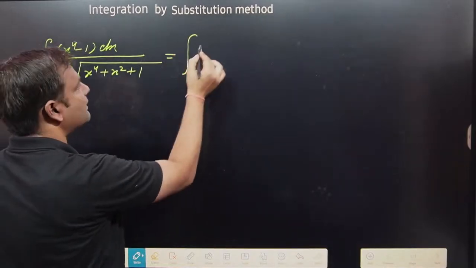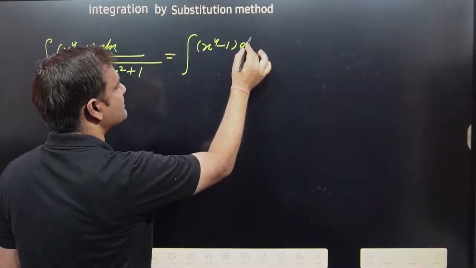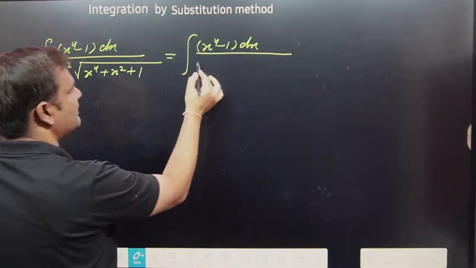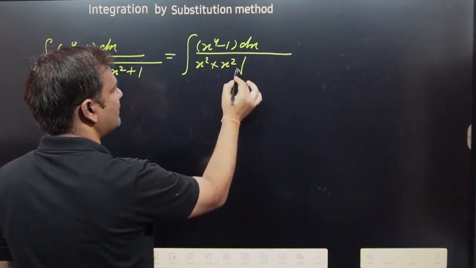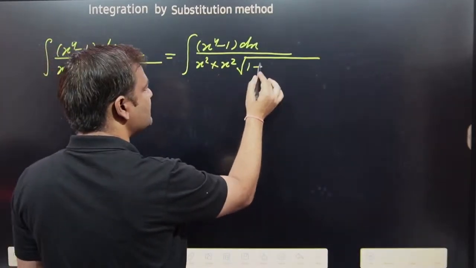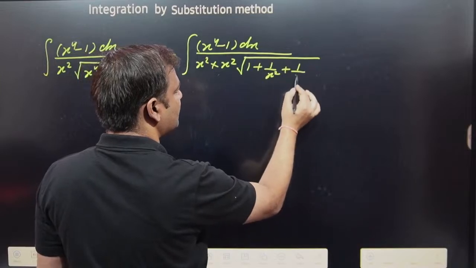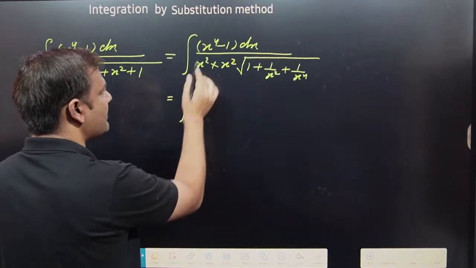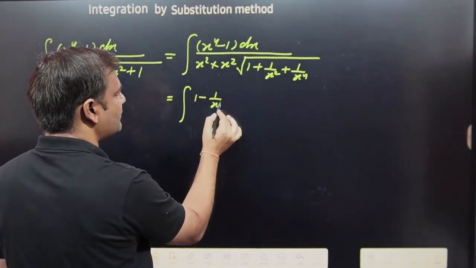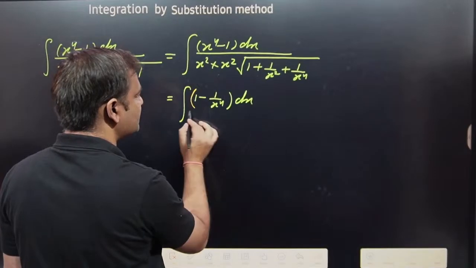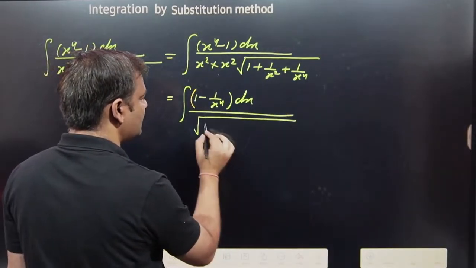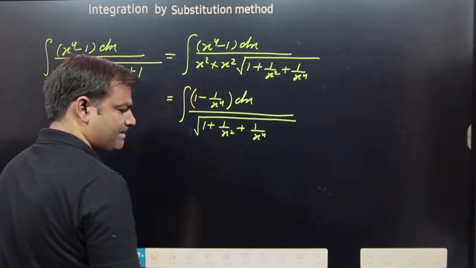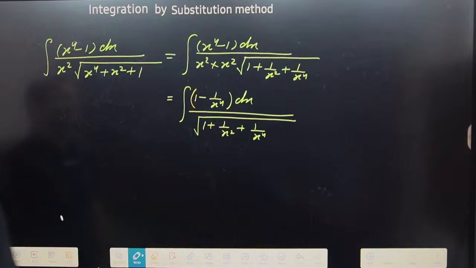look here, (x to power 4 minus 1) dx divided by, if x to power 4 is common, then simply here x square into x square under root of 1 plus 1 by x square. So that is written as (1 minus 1 by x to power 4) dx divided by 1 plus 1 by x square plus x to power 4. Okay, is it clear?